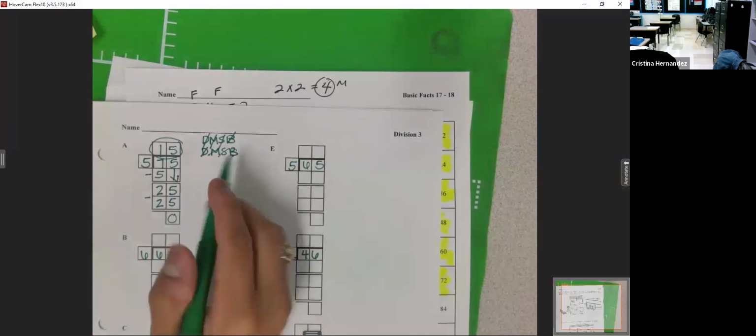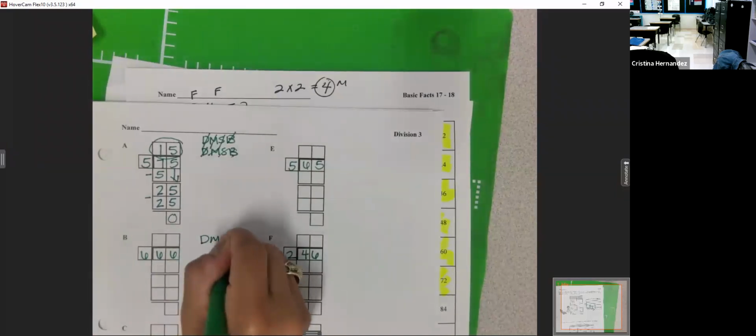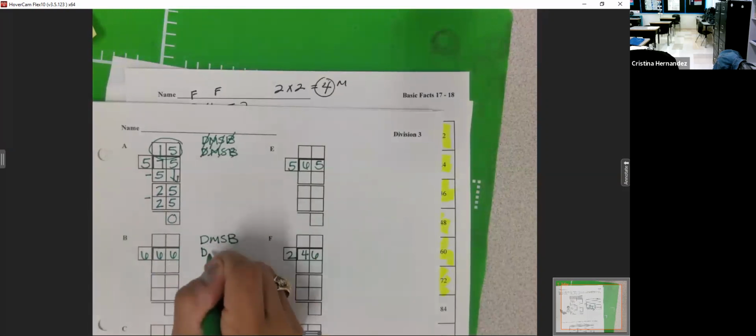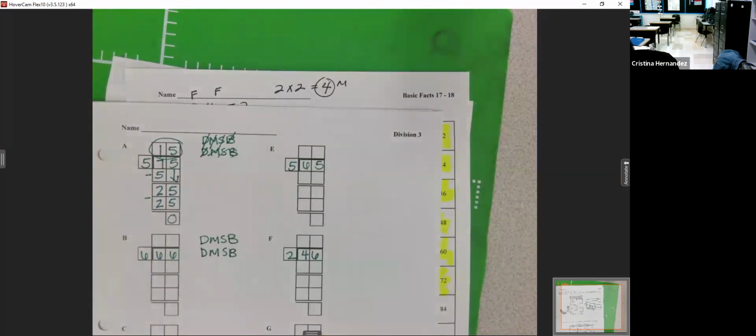Oh, I didn't put my divide, multiply. How many times am I going to write DMSB? DM. Does McDonald's sell burgers? I'm going to write it twice because there's 2 numbers under that house.